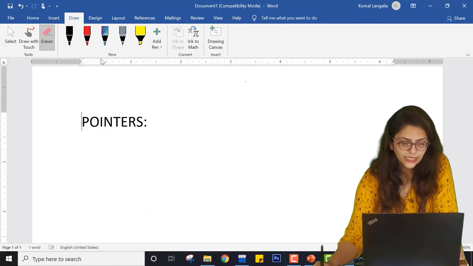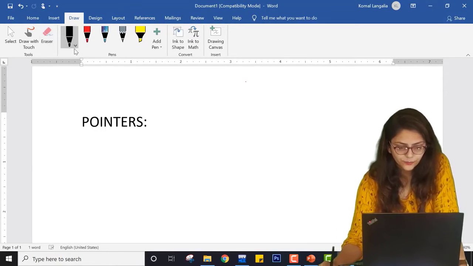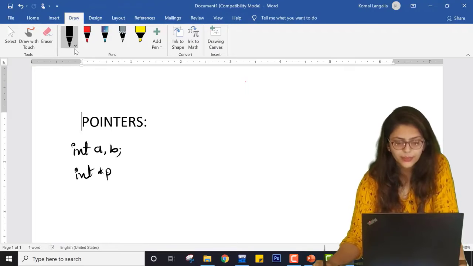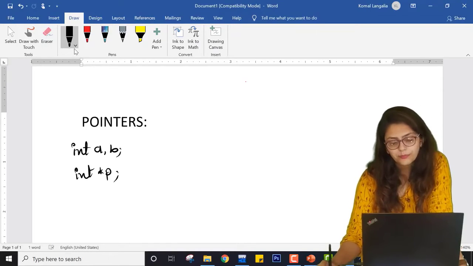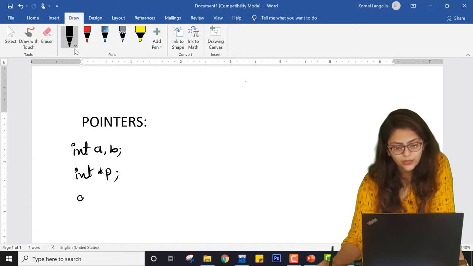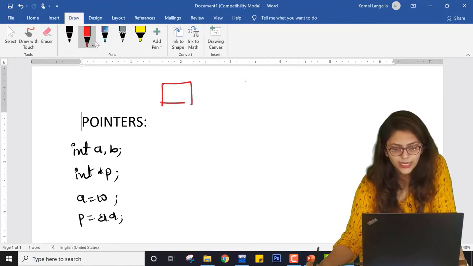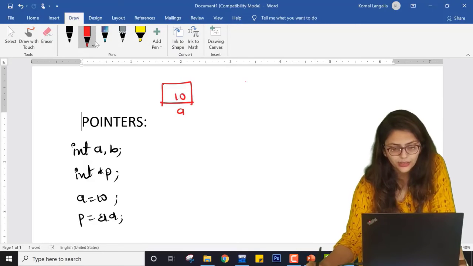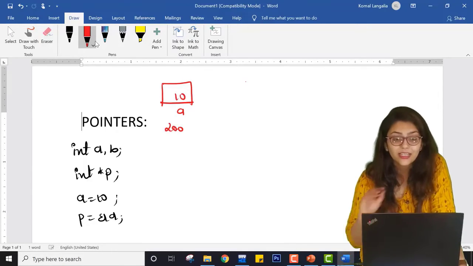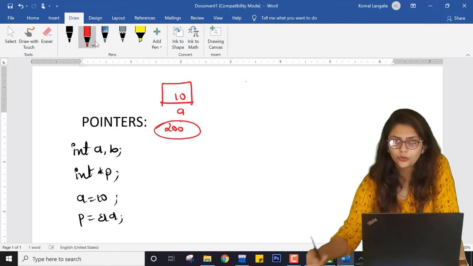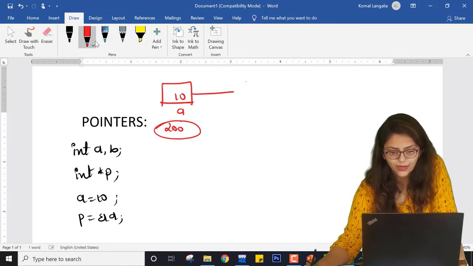So what exactly is this scale factor? Suppose I have taken int a and b, then int pointer p, right? Now if a equal to 10, and p equal to address of a, that means p is pointing to a. What exactly is the scenario? Here a is there which has value 10. Suppose it is at memory location 200. I am just assuming this, I don't know the exact value.